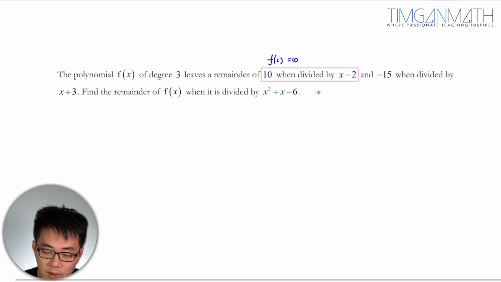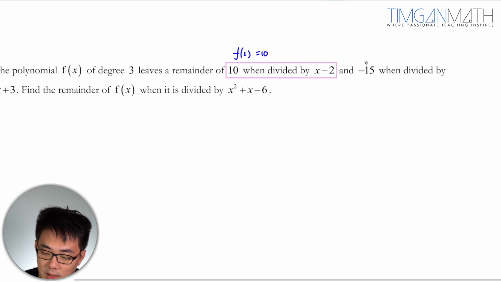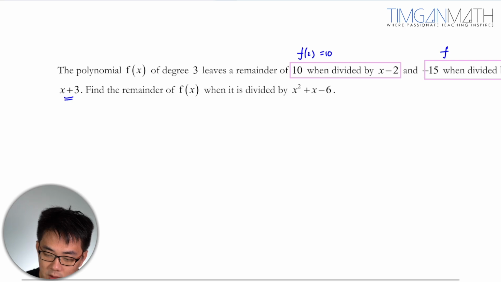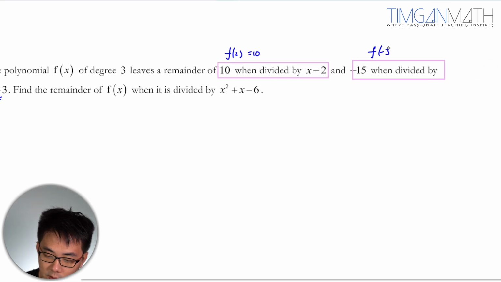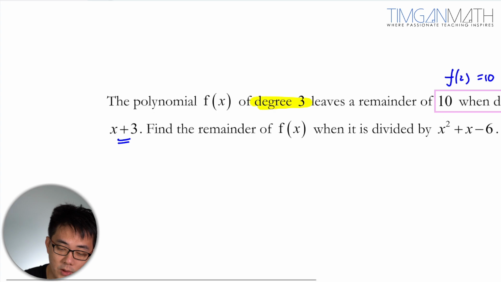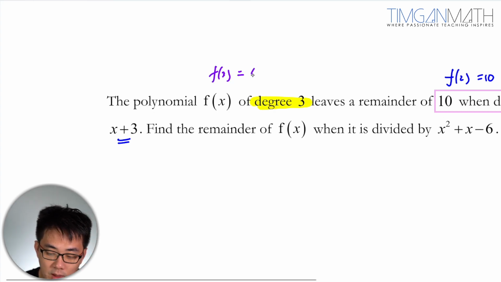And negative 15 when divided by x plus 3. So the second statement tells us that f(negative 3) equals negative 15. Okay, that's great. Now take note, this is a degree of 3. Degree of 3 just means that this polynomial f(x) is of the form ax cubed plus bx squared plus cx plus d.